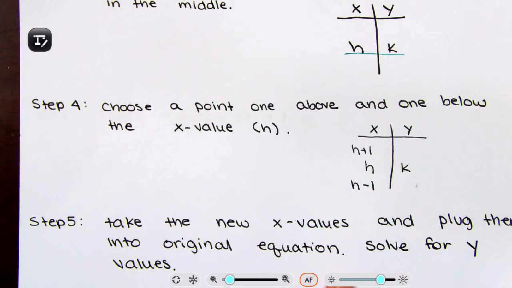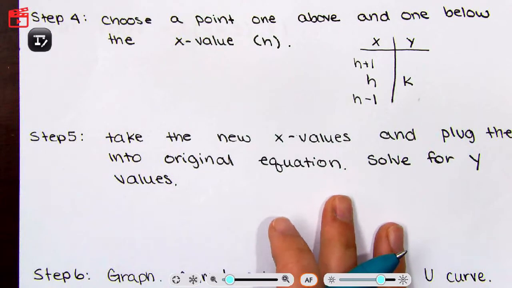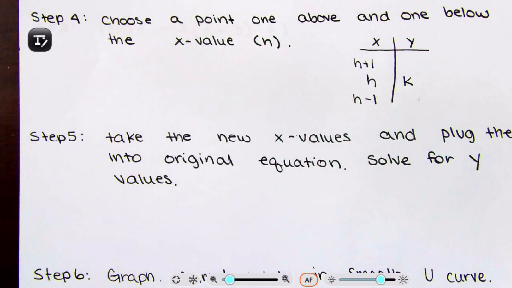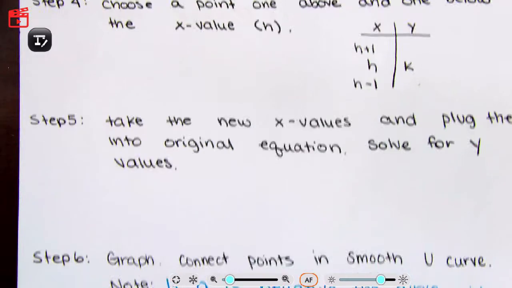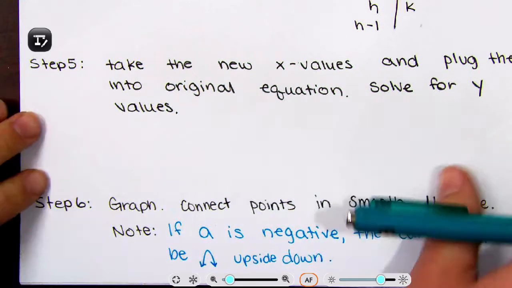Once I have my new x values, I'm going to plug them into the original equation and solve for y. And then make sure that once you have sketched it, your curve matches your a value. What I mean by that is if your a value is positive, make sure that you have a happy U. If a, your leading coefficient, is negative, you're going to have a decreasing function, a frowning curve. So let's go ahead and do an example.